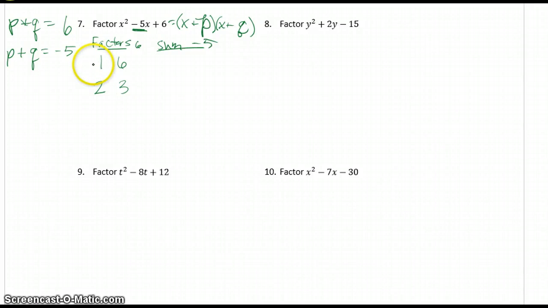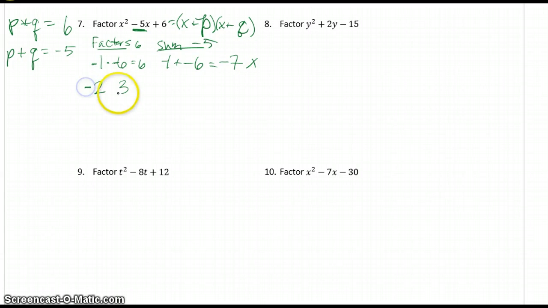If I only make one of them negative, what do I get when I multiply negative 1 times positive 6? You get negative 6. So can I only make one of them negative? They both have to be negative. So negative 1 times negative 6 gives me positive 6 when I multiply it together. So that part's good. When we add them, negative 1 plus negative 6, we get a negative 7. So can those be our values for p and q? No, they cannot.